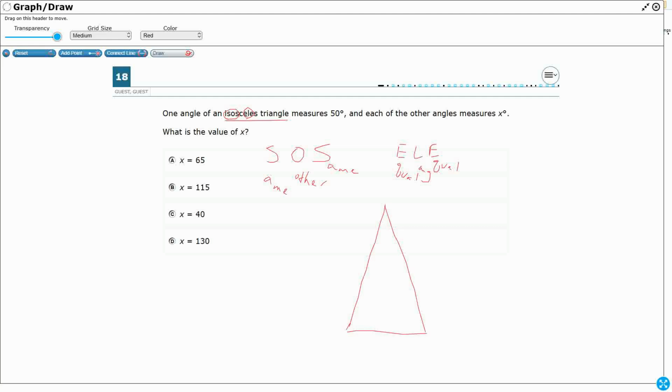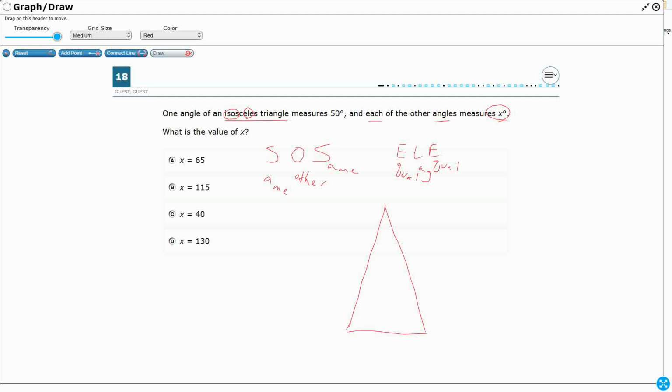All right, now which one is the 50 degrees? Well, we need to know what makes an isosceles triangle. It's not simply the lengths of each side and how two of them are the same, but it's also the angle measures. It also has two equal angle measures. And it says each of the other angle measures are x. So if that's the case, one is 50, two are x, then I need to make the two equal angles x. Well, which two are equal?